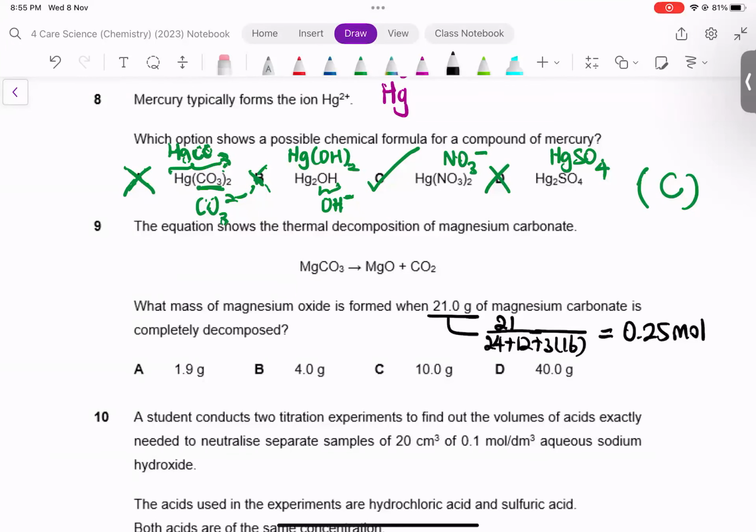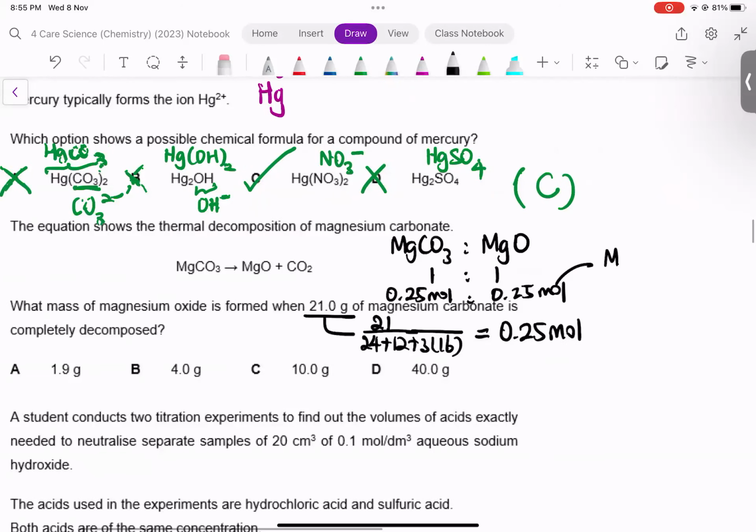21 grams divided by Mr, that gives you 0.25 moles. The next step is mole ratio. Please write it out. I want to find magnesium oxide. The mole ratio is 1:1. So 0.25 mole to 0.25 moles. So I also form 0.25 moles of magnesium oxide. And now the mass is just 0.25 times the Mr, 24 plus 16, that gives me 10 grams. So the answer is C.